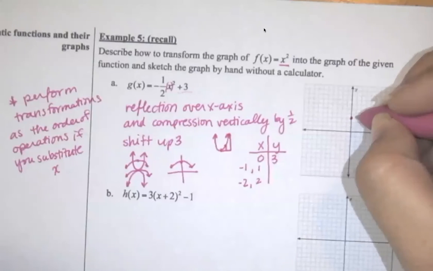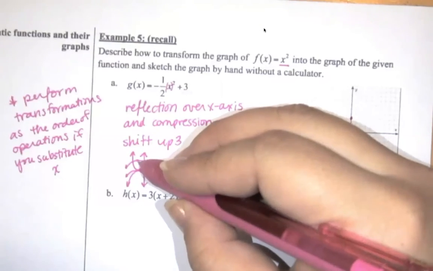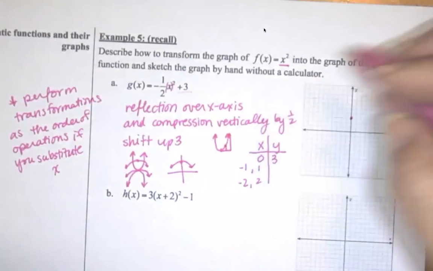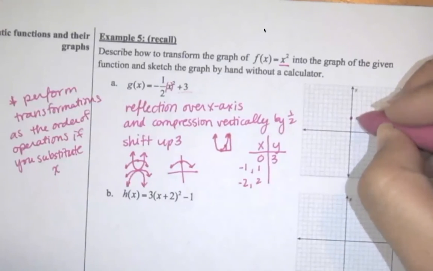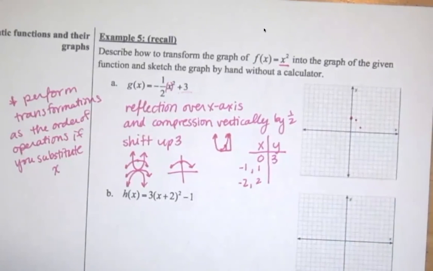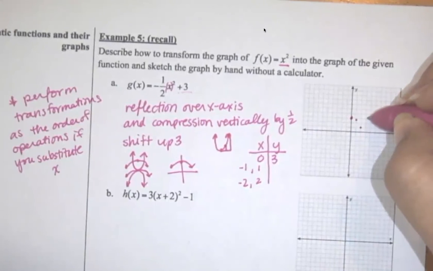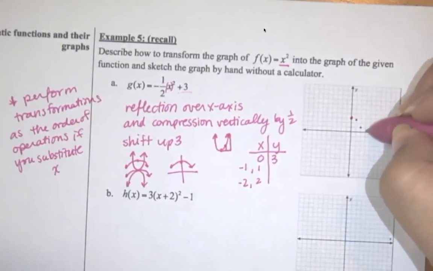So if I use those same distances, but it's opening downwards and compressed by a half, then I go over 1 down 1/2, over 2 down 2, because I did 4 divided by 2. Over 3, normally it would be down 9. 9 divided by 2 is 4.5.